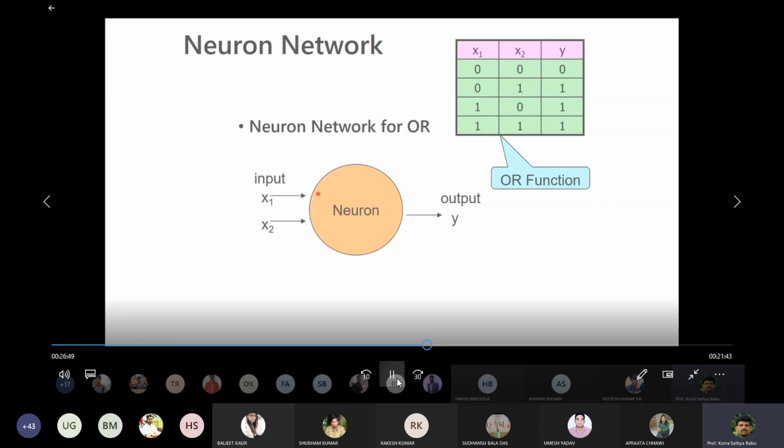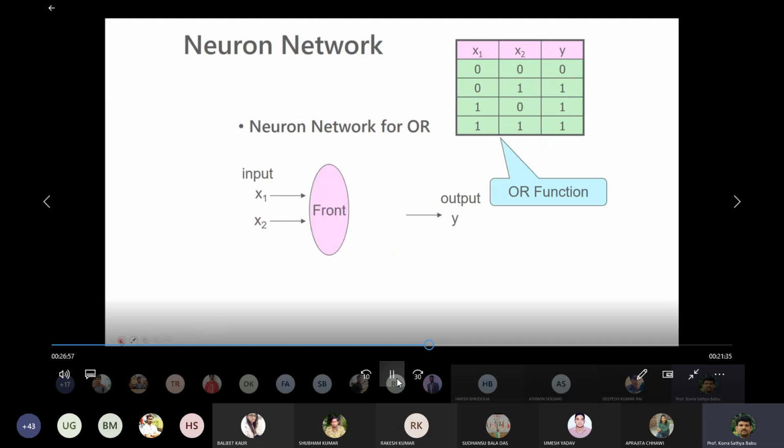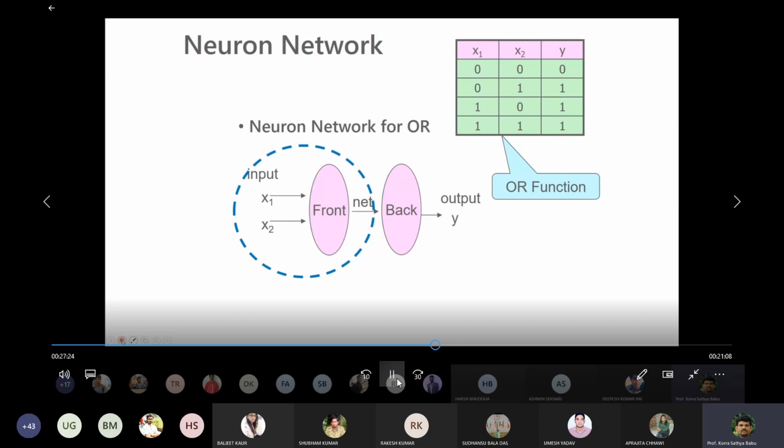Now, we have a neuron here. Inputs x1 and x2 pass to a neuron, and you get y, which is the output. Here we have two functions, one is the front end and the other is the back end. In the front end, some summing activity takes place on x1 and x2, as we have seen earlier. Then the net result that we attain from the front end, we give to the back end to apply some activation function and get the output. That is what we discussed earlier also.